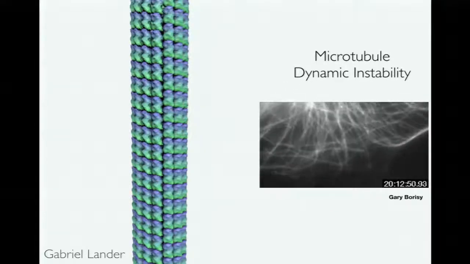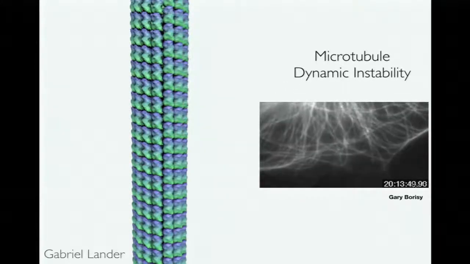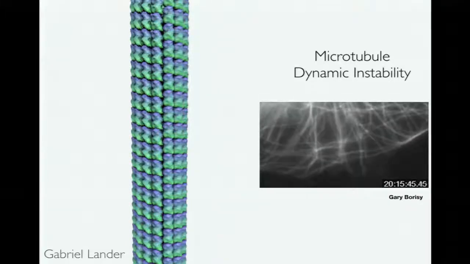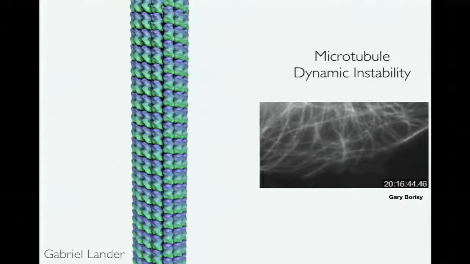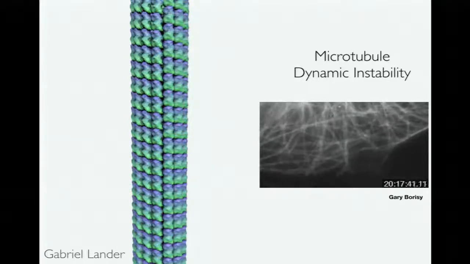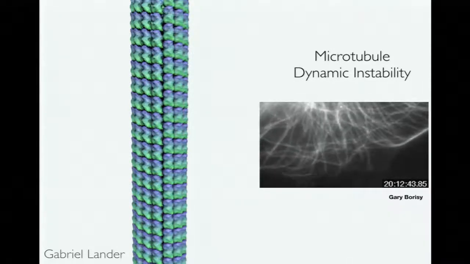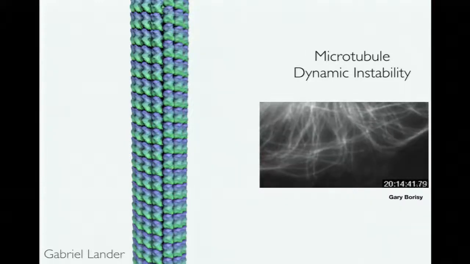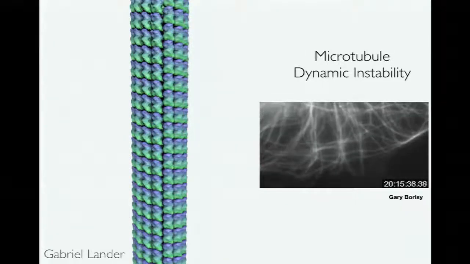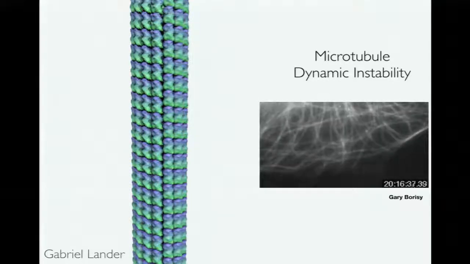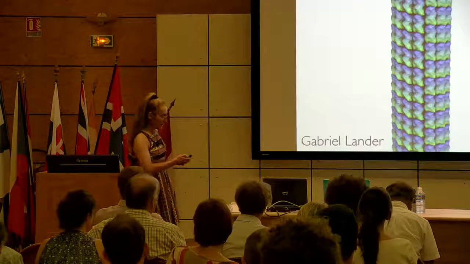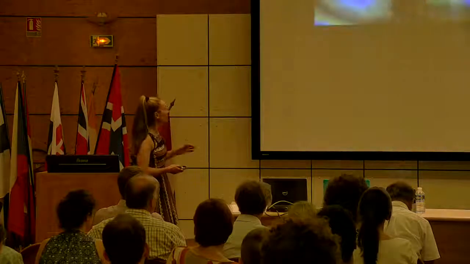They undergo this process known as dynamic instability, discovered by Mitchison and Kirschner, by which they are able to switch between phases of a slow growth and very rapid depolymerization. And this is a video from Gary Borisy's website showing this at the edge of a cell. And this is a process that you can reconstitute in the test tube. You just need purified tubulin and a source of energy, which is GTP.